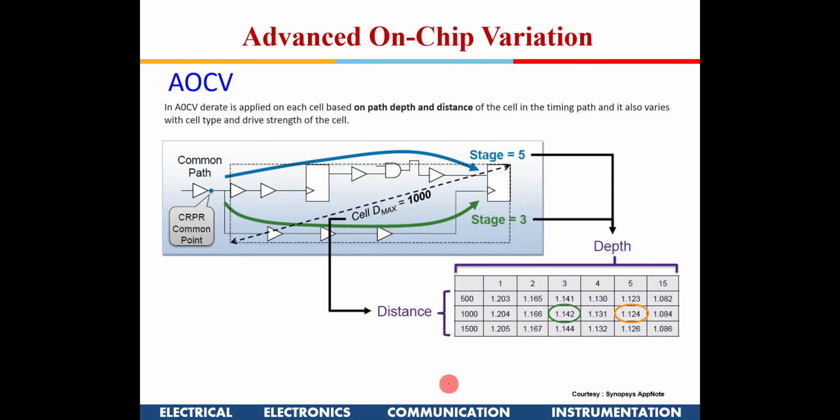Now most of the tools provide an advanced on-chip variation feature. What it is like this is known as the depth. So here this is one path where I have 1, 2, 3, 4, and 5, five different blocks, and here there are only 3 different blocks. So this is known as the depth. Here the depth is only 3, and the total distance here is 1000.